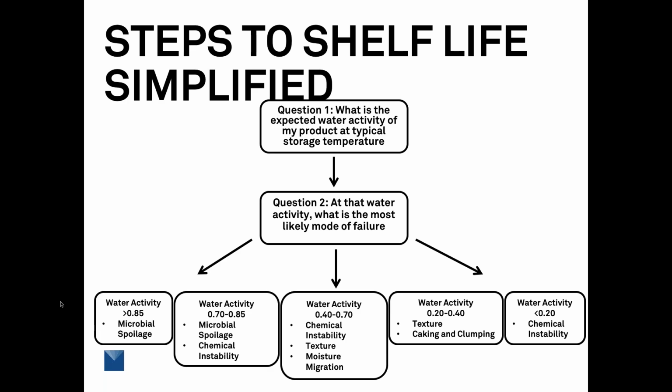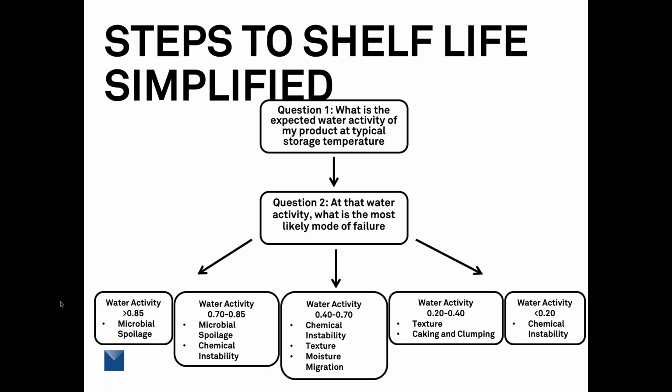Dropping down to the 0.4 to 0.7 water activity range, chemical instability could still be an issue, but now you may have problems with things like texture, where you're moving from intermediate moisture products that are supposed to be soft and chewy to low moisture products that typically have a hard or crisp texture. So the loss of that texture, or not having an expected texture, could be what ends the shelf life of the product. But it could also be moisture migration.